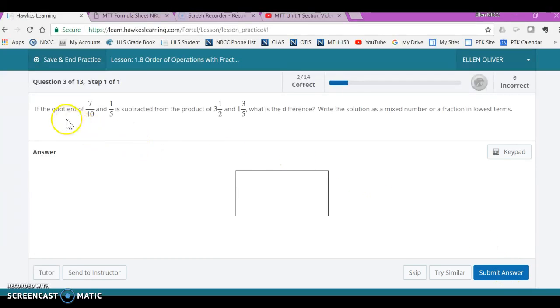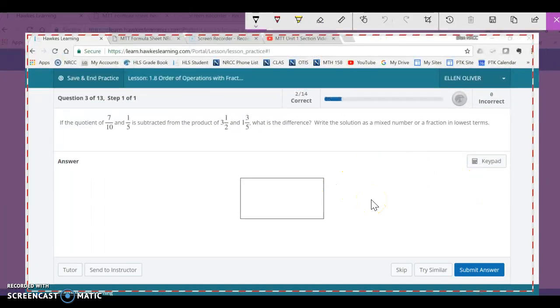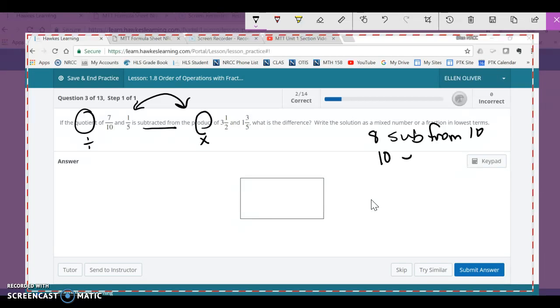Okay, so I need to know what these words mean here. Quotient means divide. Subtracted from, product means times. Okay, and subtracted from means I need to do it in the other order. If I say 8 subtracted from 10, what that means is 10 minus 8, right? 8 subtracted from 10 means start with 10, take away 8. So you've got to start with this guy. So I'm going to write that guy first. The product, 3.5. Product means times, 1 3/5.